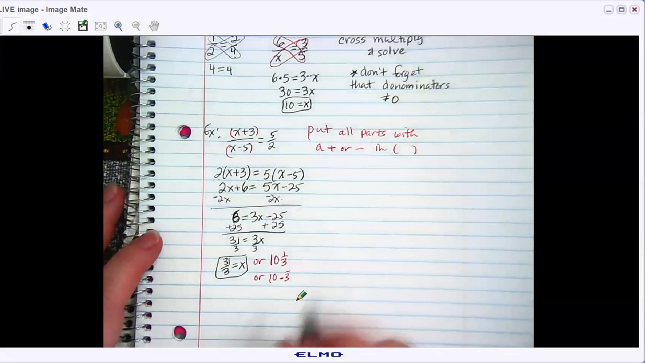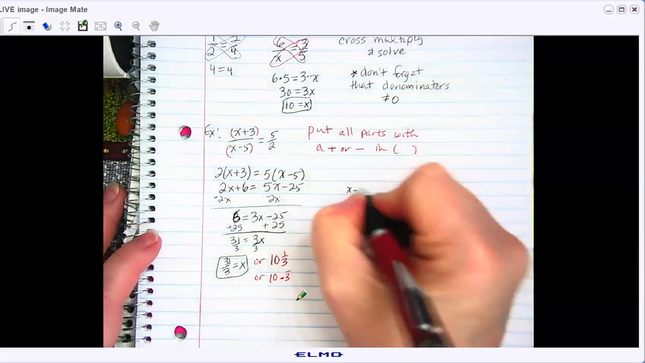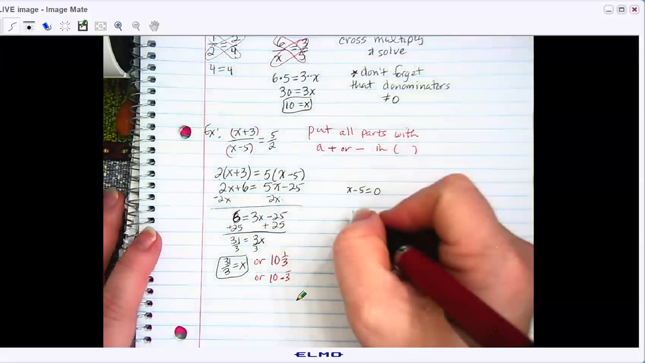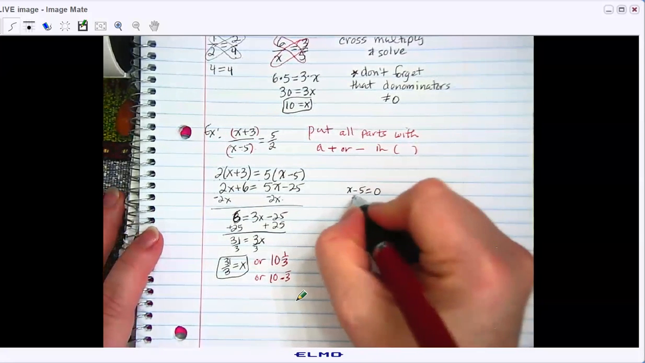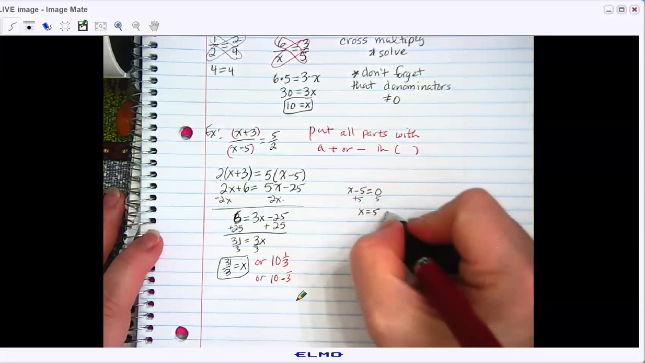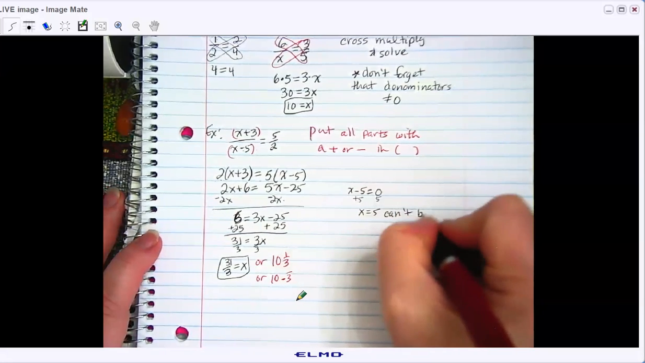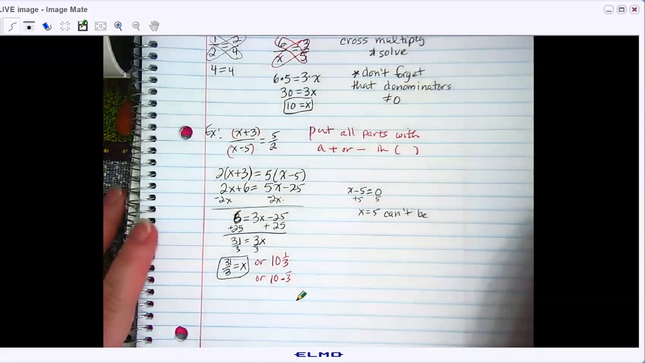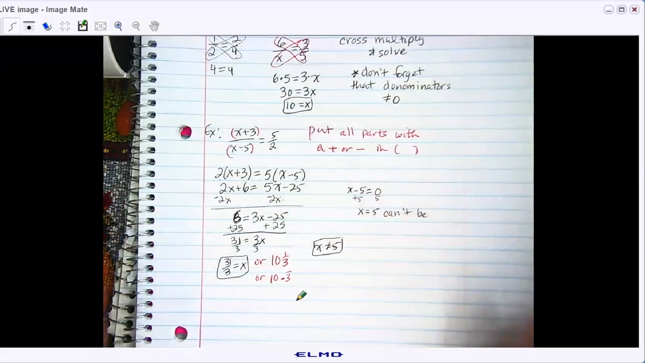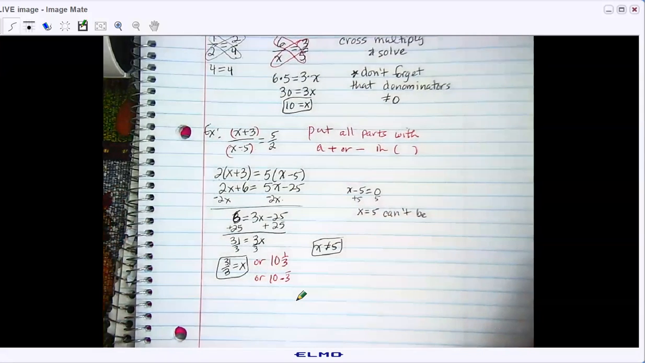But think about it this way. If I want to know what makes x minus 5 equal to 0, because that is the restriction, it's the only number that x can't be in this whole problem. If I solve this, I'm going to add 5 to both sides. So x equals 5 is a number it cannot be, because it'll make it equal 0. So our only restriction is that x cannot equal 5. It could equal anything else in the infinite universe except for 5, because then we'd be dividing by 0.